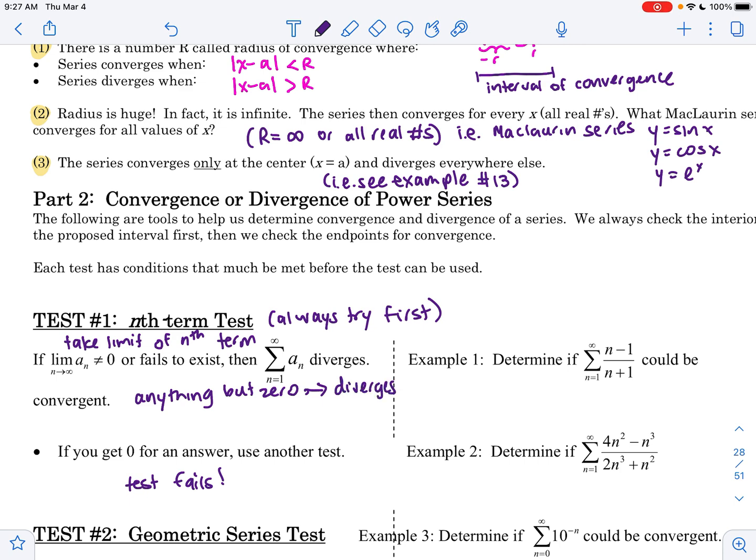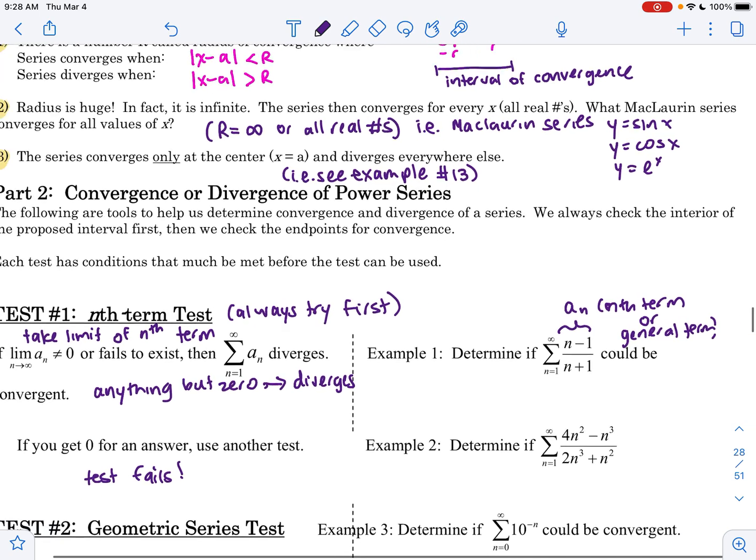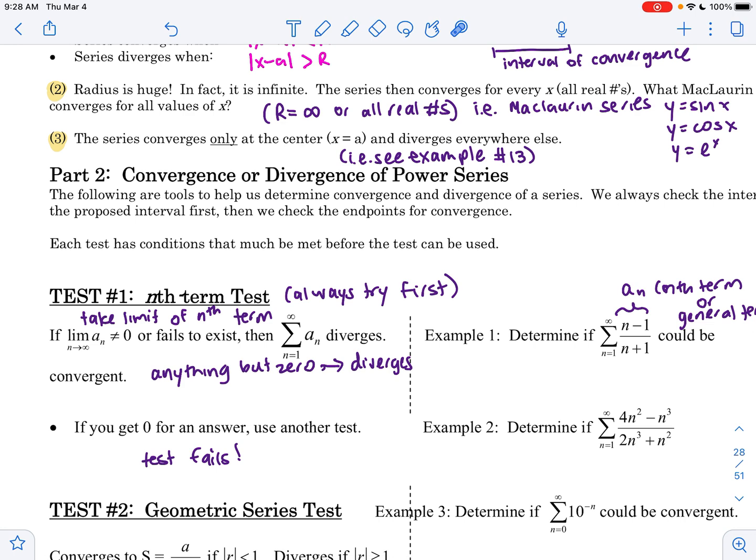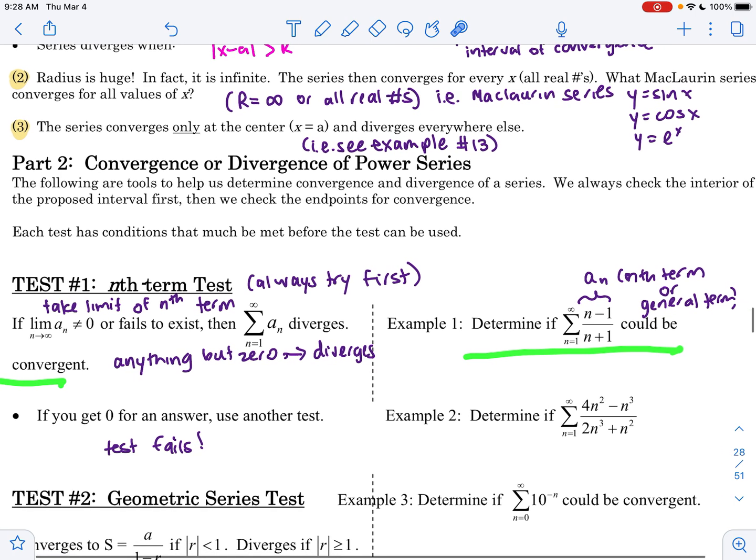So let's take a look at example number 1. You're given an infinite series because I have summation notation from 1 to infinity. And then this is my nth term, also referred to as my general term if I were to expand it out. And if I take that and also just add a note here that this is your nth term, this is a sub n, referred to as nth term or general term. That's basically the rule that you guys would use to expand out your series if you needed to. So we take a look at that, and the question is determine if this series could be convergent or divergent.